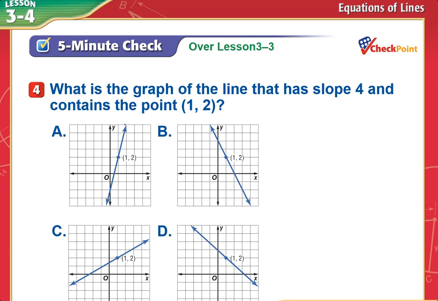Now we're going to graph a line that has slope 4 and contains the point (1, 2). Well, the slope is +4, so this one here has a negative slope, so that can't be right, and same here. If you look at these two lines over here, this one here, if you go 1, 2, 3, 4, down 4 over 1, that would be a slope of 4. So the answer is A.